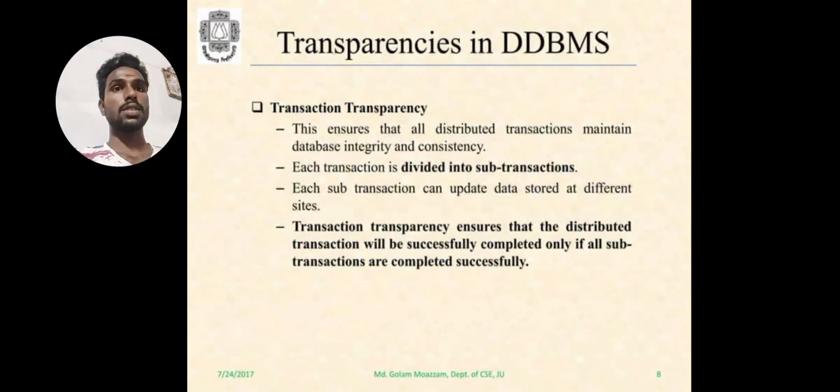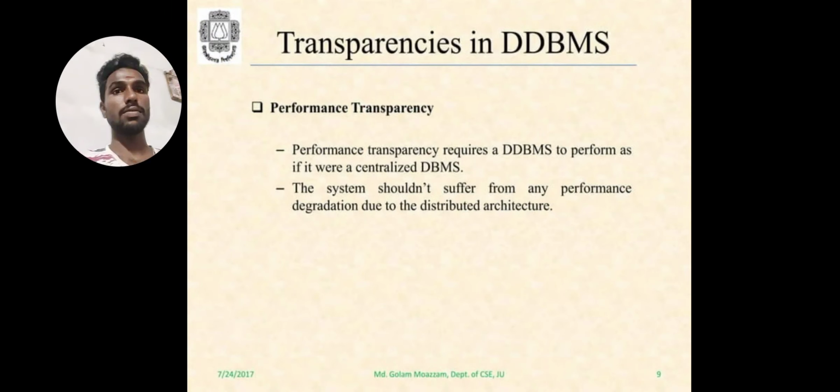Transaction transparency ensures that a distributed transaction maintains database integrity and consistency. Each transaction is divided into sub-transactions. Each sub-transaction can update data stored in a different site. Transaction transparency ensures that the distributed transaction will be successfully completed only if all sub-transactions are completed successfully.